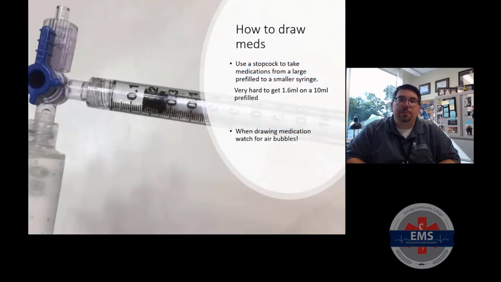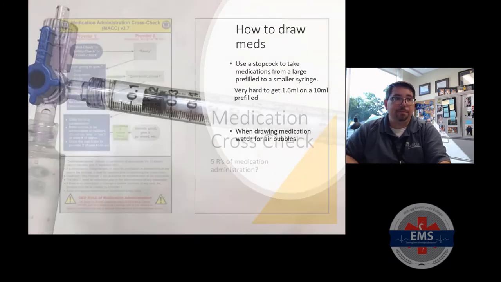We also know that when it comes to drawing meds, we're going to use a stopcock. It's very, very hard to measure out 1.6 milliliters on a 10 ml syringe. It's almost impossible to do that. The same thing goes for a 5 milliliter syringe. So when we're using these tools, we have to make sure that we're using them properly. That's where the stopcock method will come into play. We'll have a chance to play around with this in a little bit.